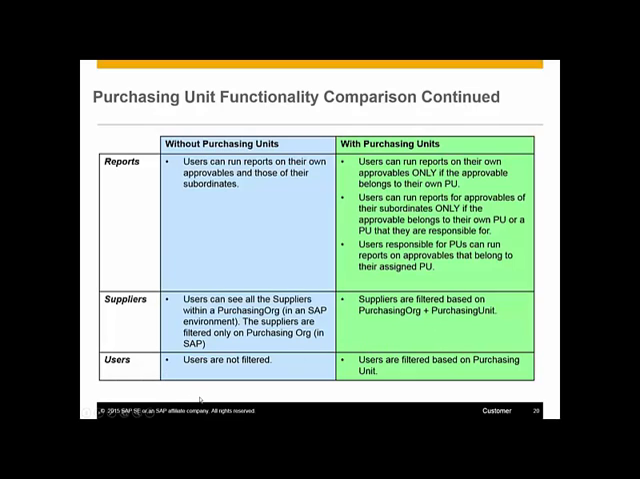Finally, with respect to users, if purchasing units are not in place, users are not filtered. If I am doing an on behalf of requisition and I go into the on behalf of user search, I will see everybody loaded in Ariba. If I do have purchasing units established and I belong to purchasing unit 1, when I go into the user search, I will only see other users within purchasing unit 1. I will not see other purchasing unit based users.